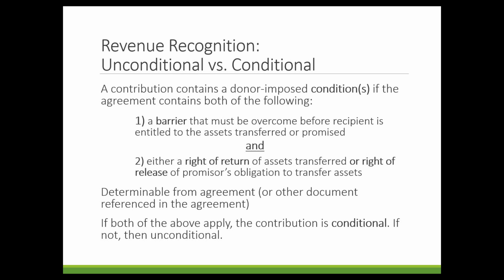So, an entity determines whether a contribution is conditional on the basis of whether an agreement includes both a barrier that must be overcome and either a right of return of assets transferred or a right of release of a promisor's obligation to transfer those assets. The presence of both a barrier and a right of return or right of release indicates that a recipient is not entitled to the transferred assets until it has overcome the barrier in that agreement.